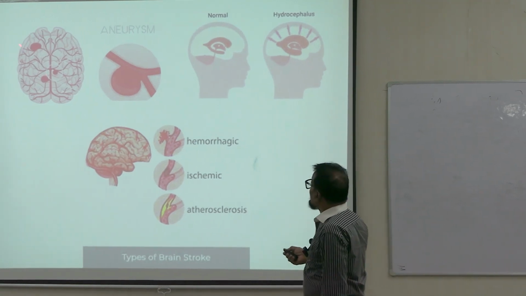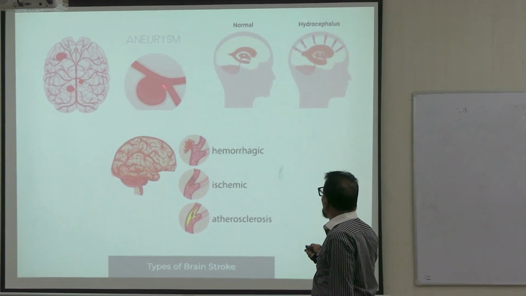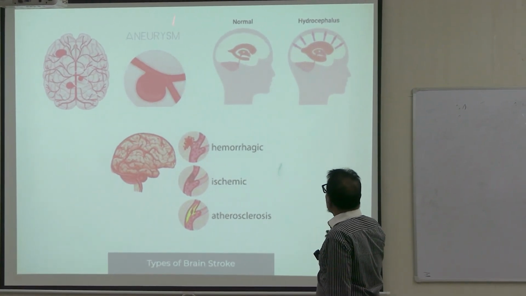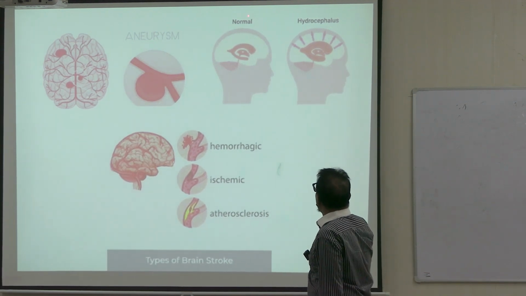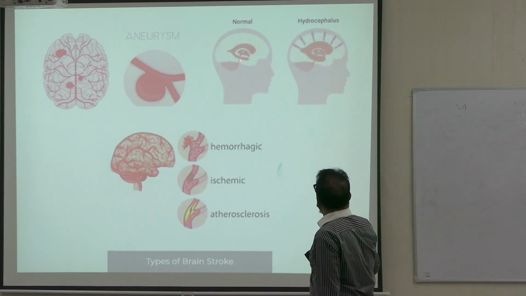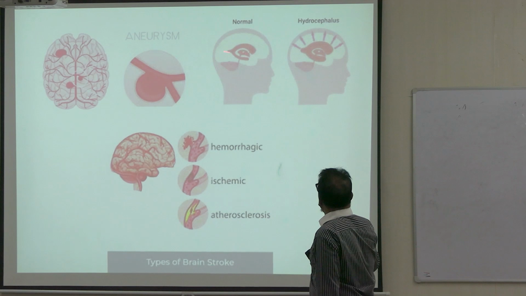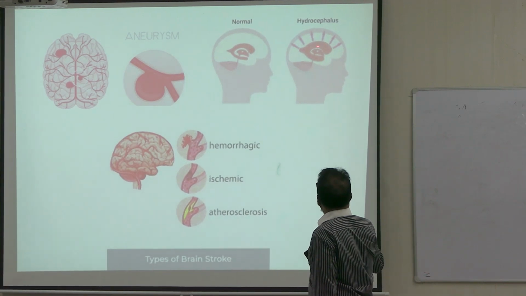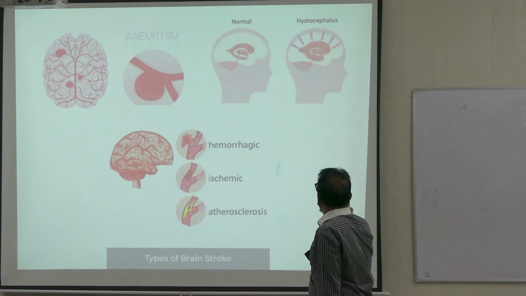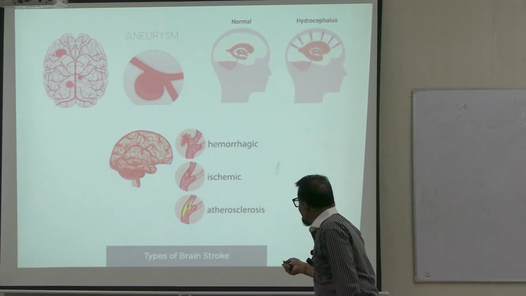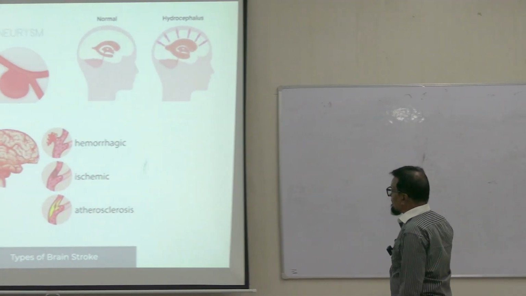So, see, this is aneurysm, swelling of the artery. This is called aneurysm. And this is hydrocephalus. These are the lateral ventricles, third ventricle. Here this is normal, and here see the fluid, CSF, is increased, as a result cranial pressure is increased. So this is hydrocephalus, and here see three kinds of brain strokes the patient may face.